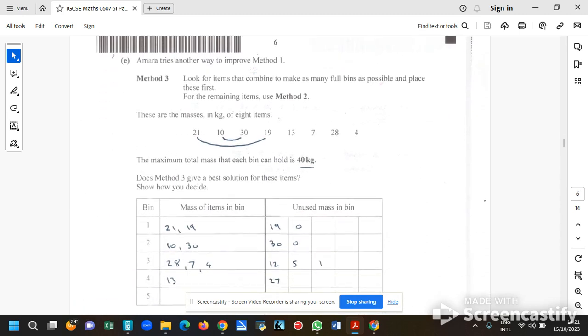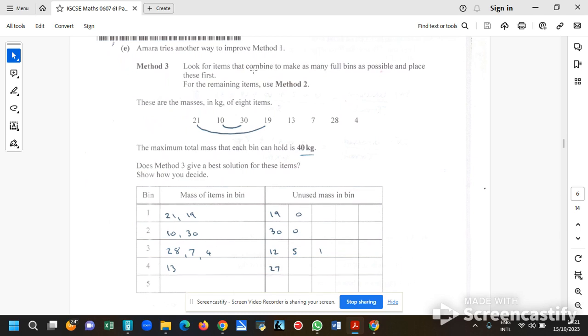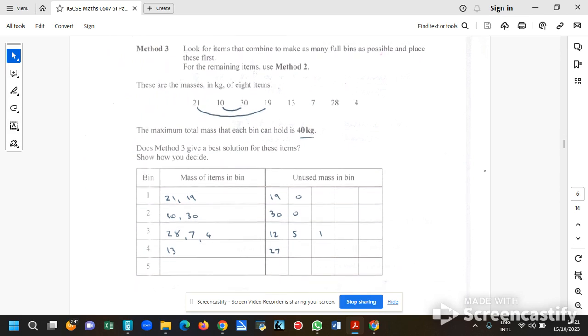Now Amara is trying to combine bins. So once again, this is an obvious example. The 10 and the 30 will make up the capacity of 40 kilograms, which we're told is the case in this example. The 21 and the 19, and then we just place the rest. Yep.